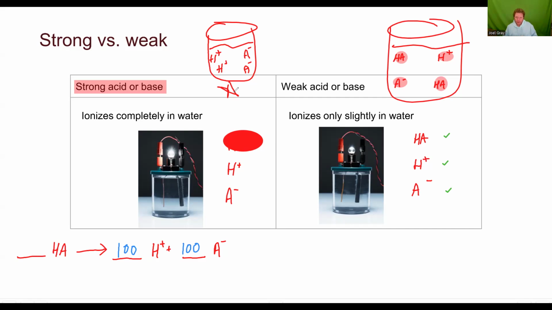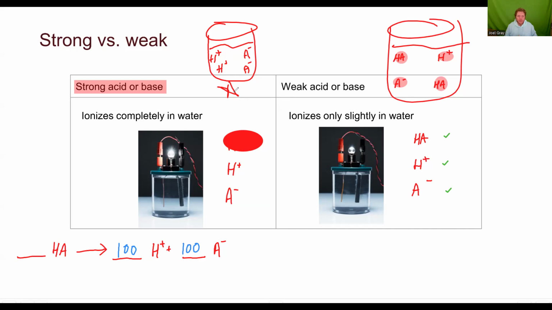So when you think about a strong acid or a weak acid or a strong base and a weak base, you need to think about how much that acid or base splits up. Does it split completely or only partially? If every single one of those molecules splits up completely as soon as it hits water, that would be a strong acid or base. If only some of them do, that would be a weak acid or base.